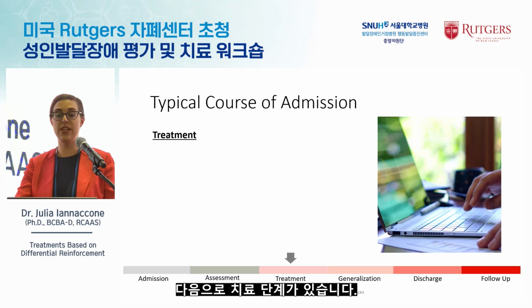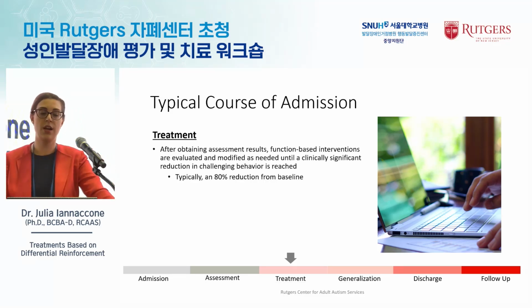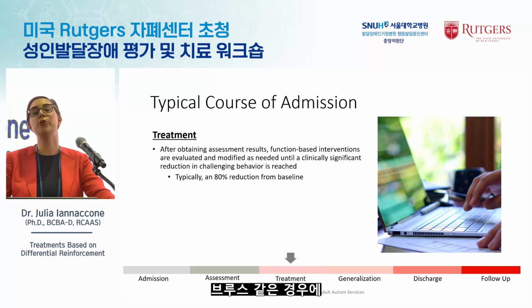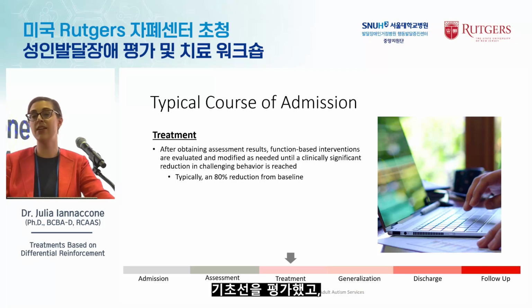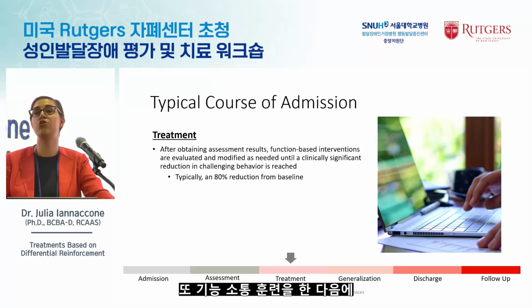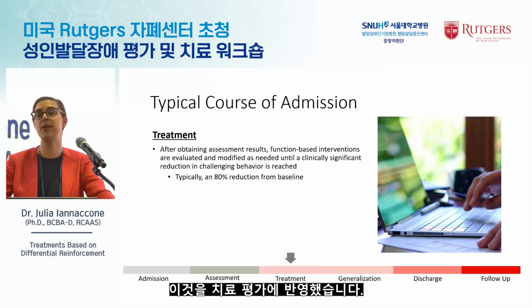So then we have the treatment phase. You guys saw kind of generally what we do in the treatment phase. For Bruce, the treatment phase would have been the treatment evaluation for FCT. We would have done that first. So we would have gotten our baseline, we would have done our functional communication training, we would have taught him that response, then we would have put it into our treatment evaluation.